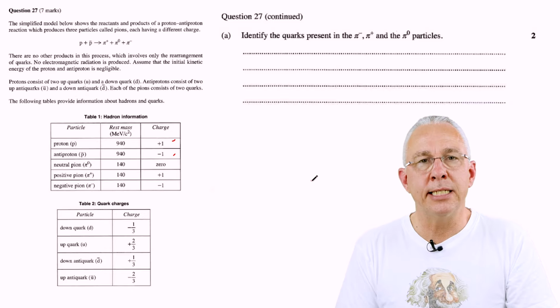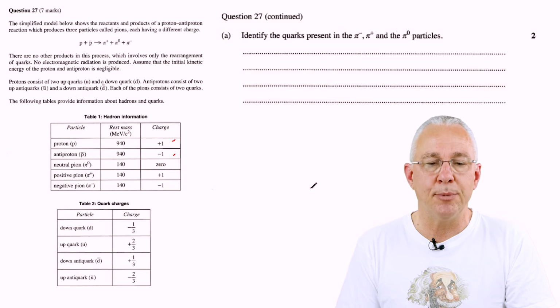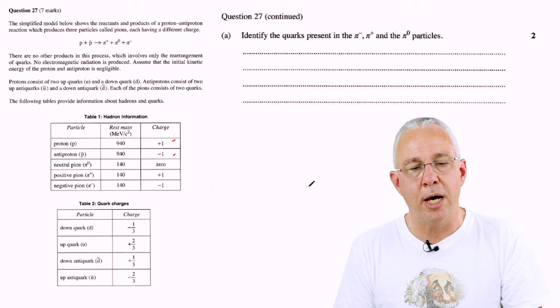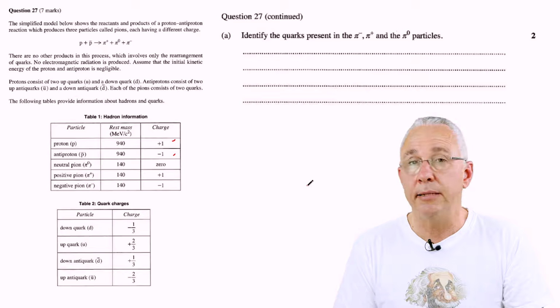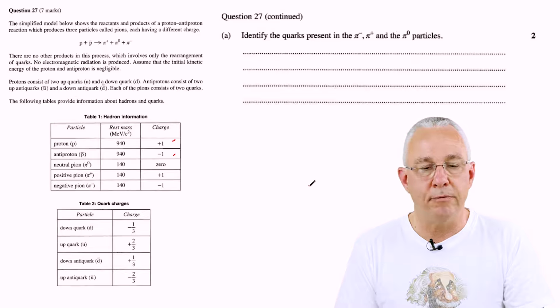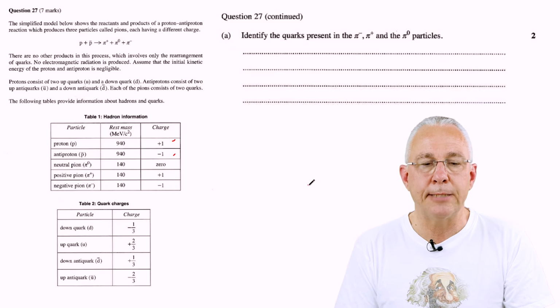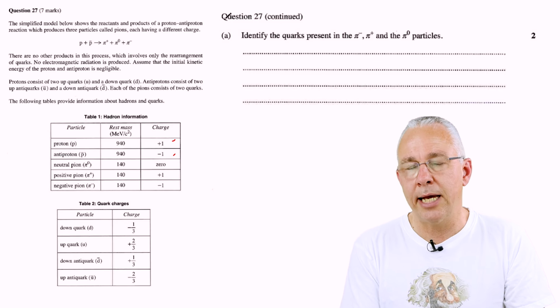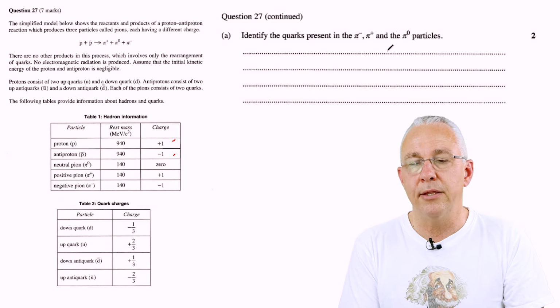Question 27, and this deals with the standard model. We are interested in a particular process where a proton collides with its antiparticle, an antiproton, to produce 3 pions, a pion plus, a pion naught, and a pion minus. And we're given the information of the particles in terms of their rest mass in mega electron volts per c squared and their overall charge, and we're also given the charges for a number of types of quarks and antiquarks. The key thing to remember here is the composition of our proton and our antiproton to answer the first question, which is to identify the quarks present in the pions.